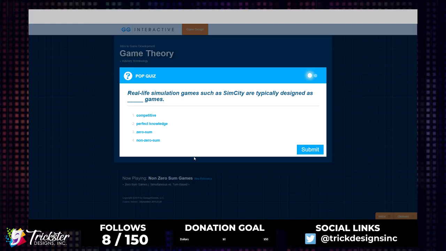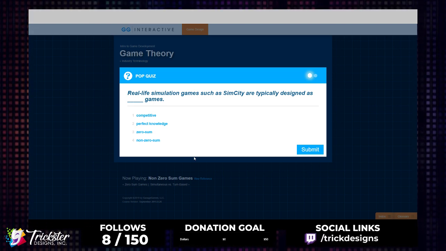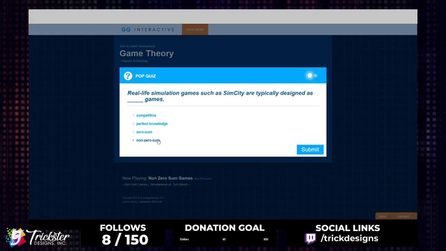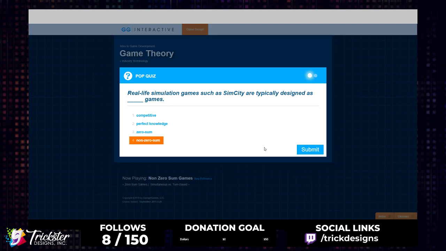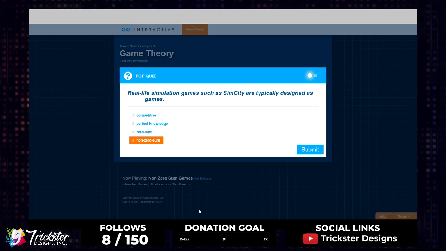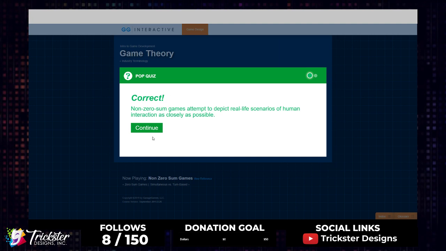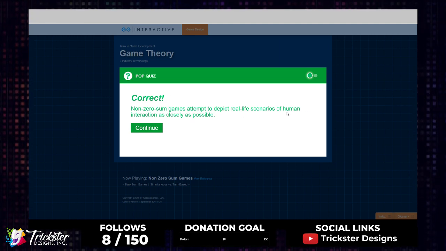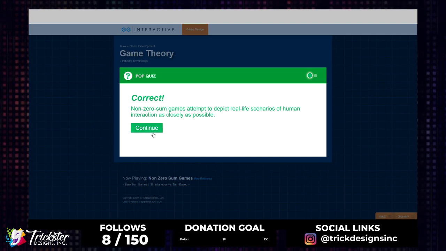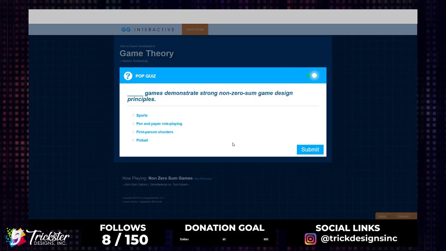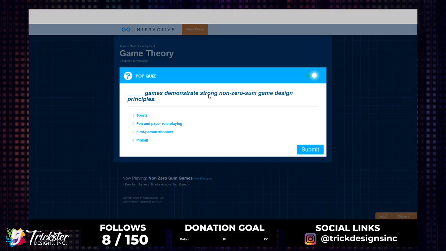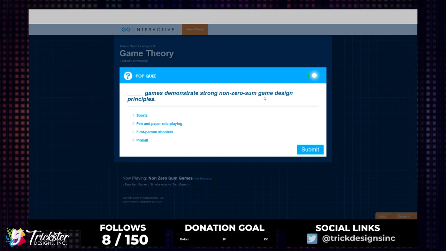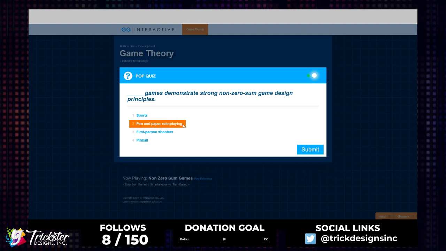So real-life simulation games such as SimCity are typically designed as non-zero sum. It's basically improving things in progression to move forward, rather than win or lose objectives. They attempt to depict real-life scenarios of human interaction as closely as possible. Again, negotiations. Blank games demonstrate strong non-zero sum game design principles. Pen and paper role playing.